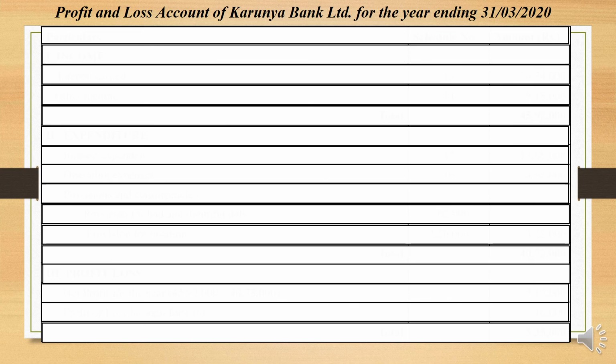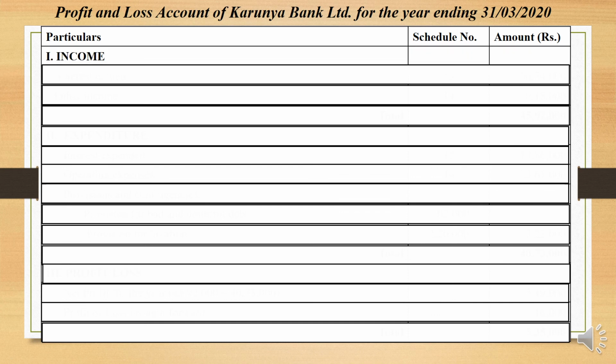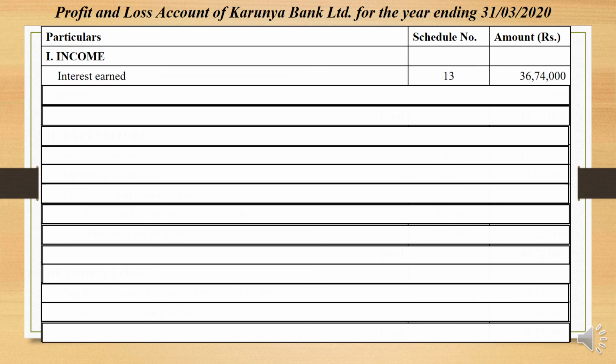Profit and loss account of Caronia Bank Limited for the year ending 31st March 2020. Okay, now the particular schedule number and amount. This is the format of the profit and loss account under vertical form. In this, the first one is income. Under that, first one is interest earned, schedule number 13, which is 36,74,000.